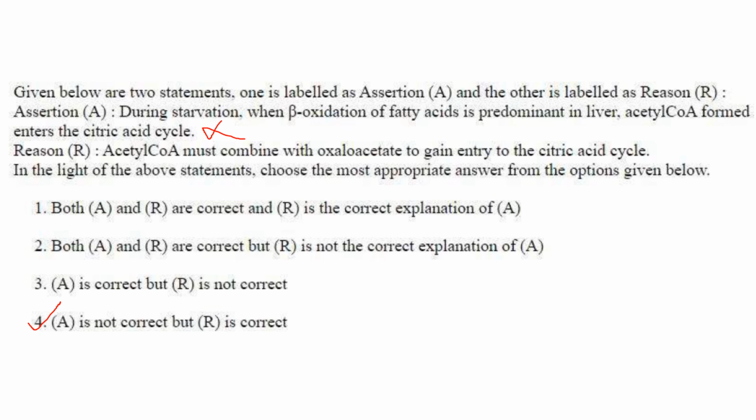So first statement, assertion is not correct. So A is not correct. That is seen in option 4. Okay, now acetyl-CoA can combine with oxaloacetate to gain entry to the citric acid cycle. That statement is correct. But it is not any reason for assertion A. Here assertion A itself is not correct. So the answer here is option 4.